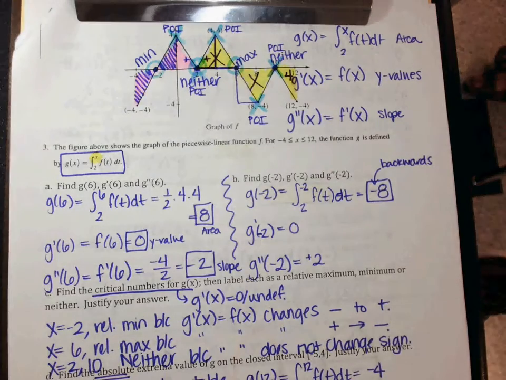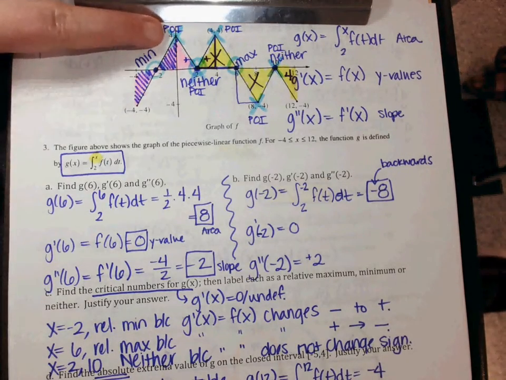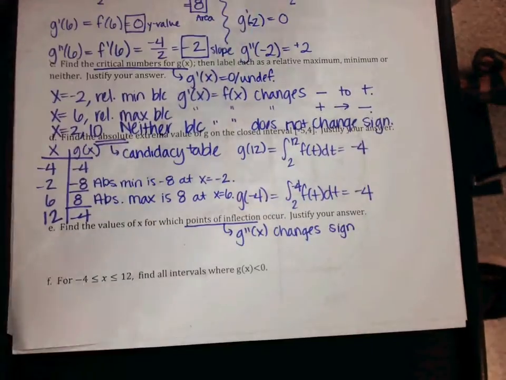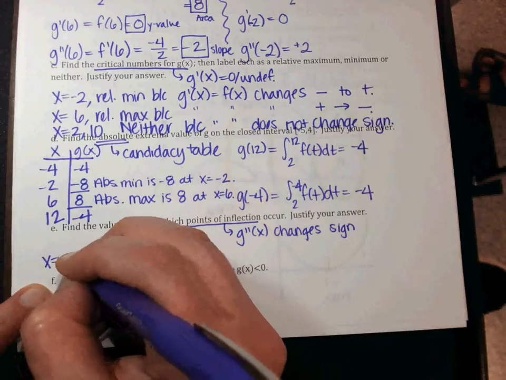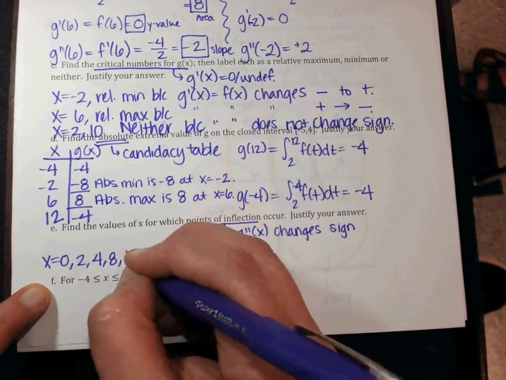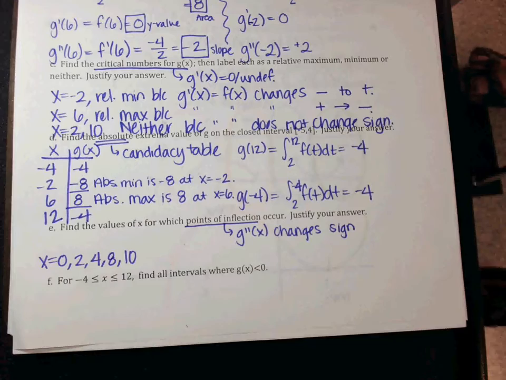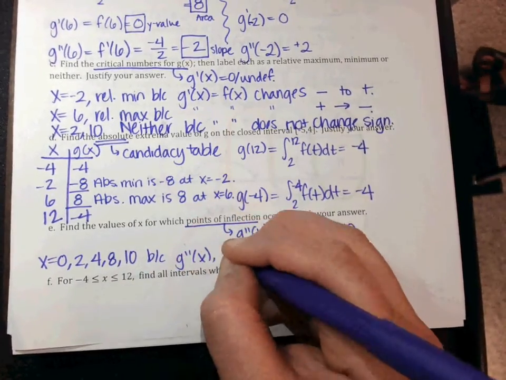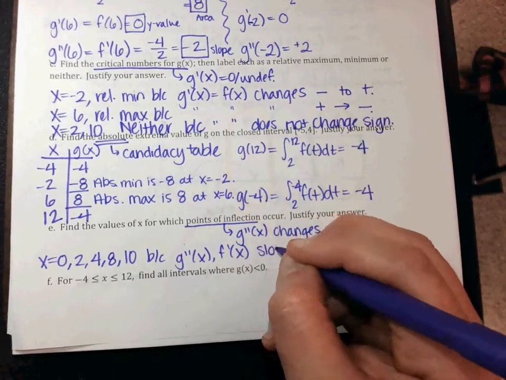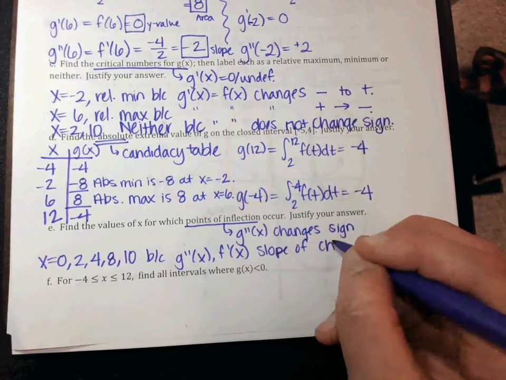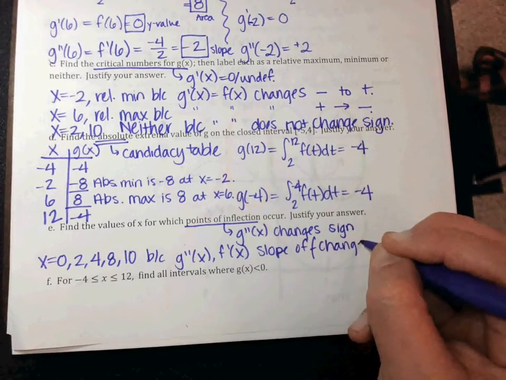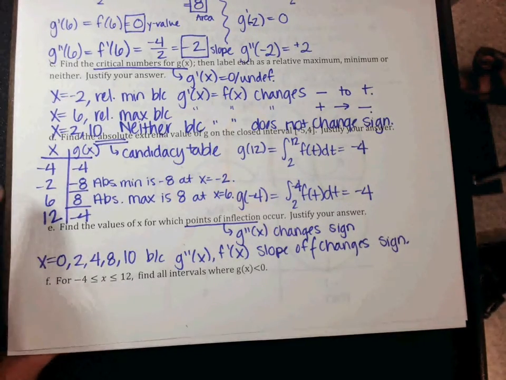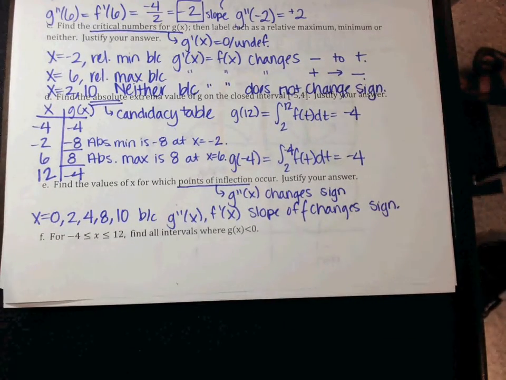Okay? So I'm going to list those x values out. I have 0, 2, 4, 8, and 10. So x equals 0, 2, 4, 8, and 10. Then it says justify your answer: because G double prime of x, which is f prime of x, the slope of f, changes sign. Now remember, for a point of inflection, it does not matter which direction it changes sign, it only has to change sign.